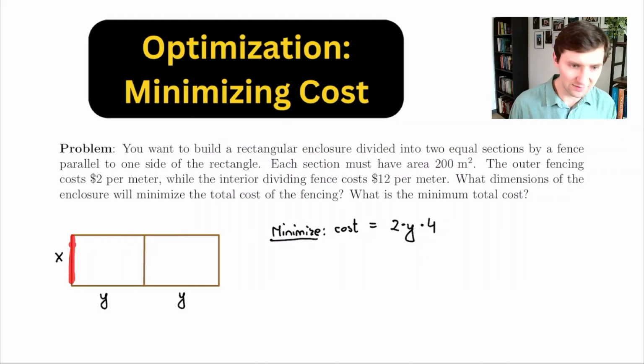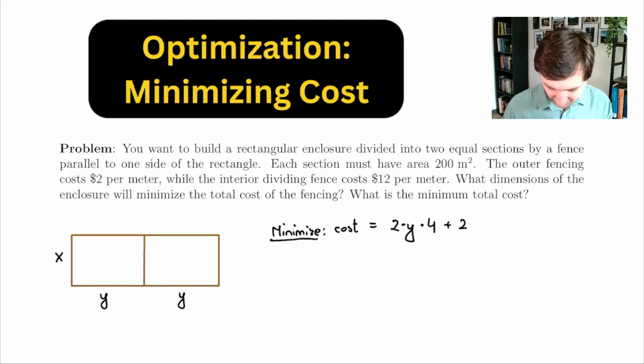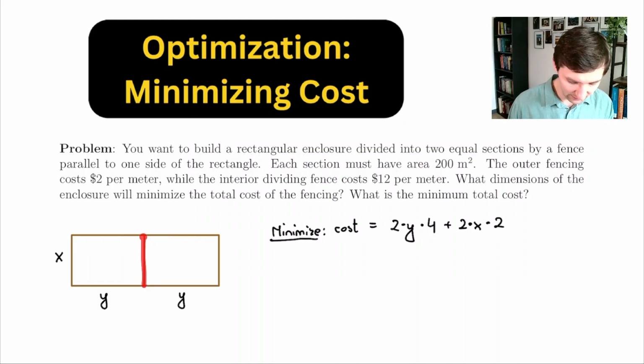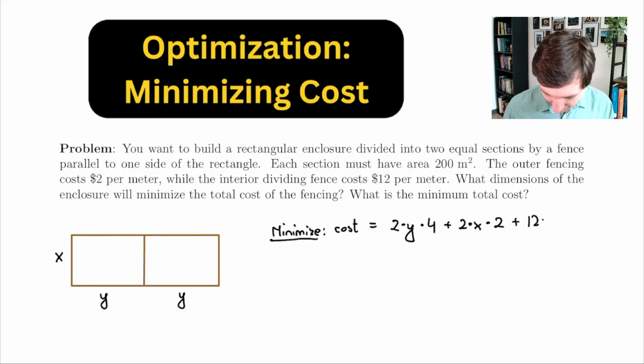What about the cost of this side? Well, the cost of this side is also 2, and the cost of this side is also 2. So I have 2 times x, that is the cost of one such side, and I have 2 such sides, so I multiply it by 2. Finally, what is the cost of the middle side? The length of this side is x, and I know that this fence costs $12 per meter, which means that the cost of this fence will be however long this fence is, which is x, multiplied by 12. So I get plus 12 times x.